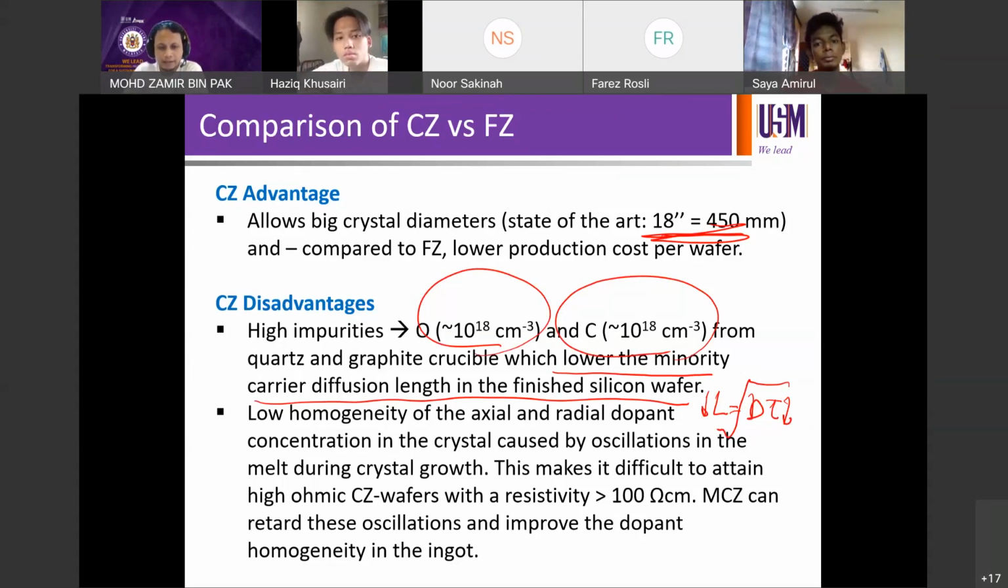Low homogeneity of the axial and radial concentration in the crystal is caused by oscillation in the melt during the growth. So radially there is a uniformity issue if you go away from the center. This makes it difficult to attain high-ohmic CZ wafers with resistivity above 100 ohm cm. MCZ can retard these oscillations and improve the dopant homogeneity in the ingot. So MCZ not only helps to reduce the incorporation of oxygen and carbon into the melt, but also improves the homogeneity of the ingot during the growth process.